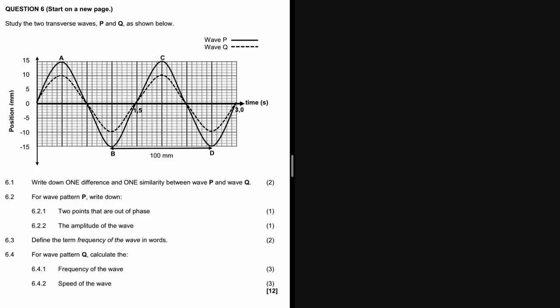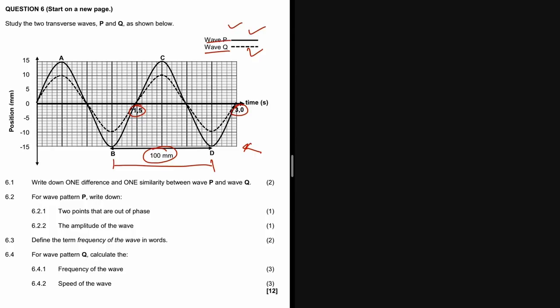The first question that we have says, study the two transverse waves, P and Q, as shown below. If you look at the diagram, we have two waves. The solid wave is going to be P, as it is indicated here, and the dotted wave is going to be wave Q, as indicated. In our diagram, we are also given a length from B to D, which is 100 millimeters. We also have a time of 1.5 and a time of 3 seconds. So that is what we have in the diagram.